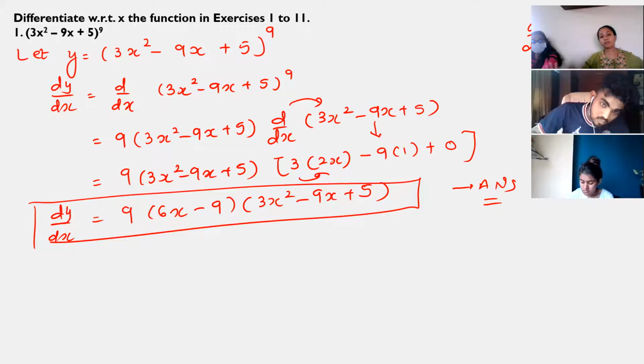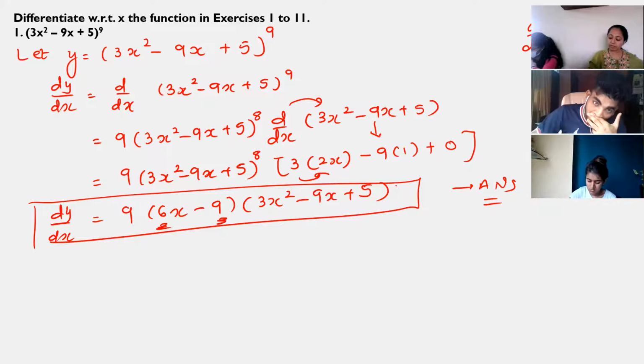If you want to do further, you can do even that. One can see that here and here 3 is common. You can take 3 common also. And the first bracket will come to power 8. Yes, power 8, I missed. Oh, sorry. Yeah, power 8. Very good. Power 8.